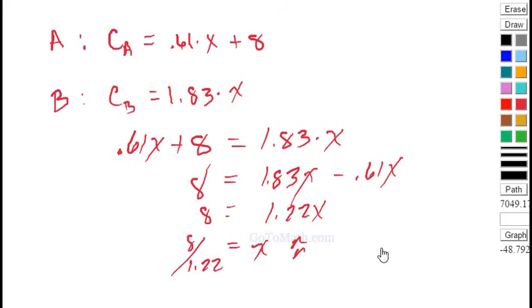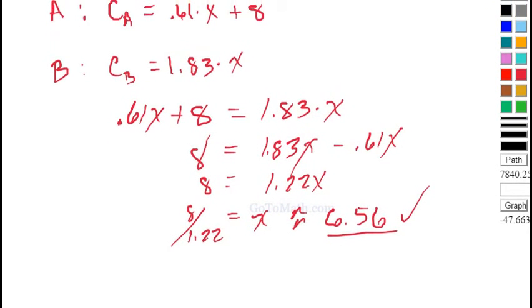8 divided by 1.22, and we actually do get a decimal: 6.56. Of course, you can't have 6.56 visits or go up to the counter 6.56 times, so you're probably going to want to round that up to 7. That's something you need to think about. I'm not sure what I do, but we're going to find out in just a second. So there's your break even.